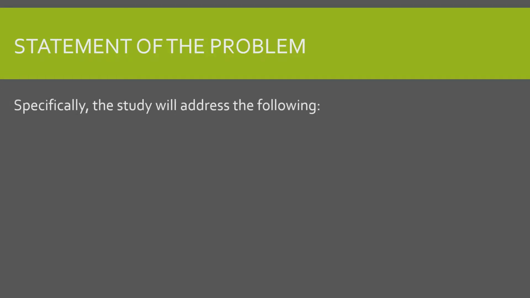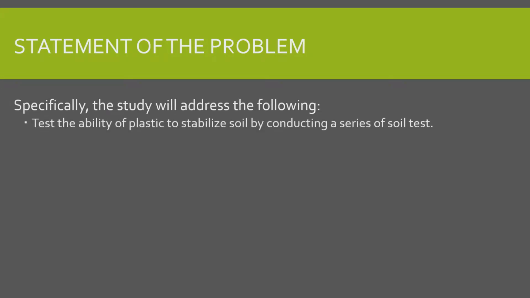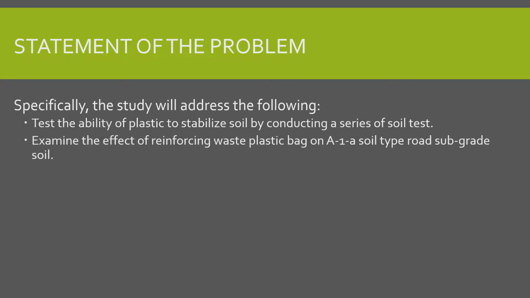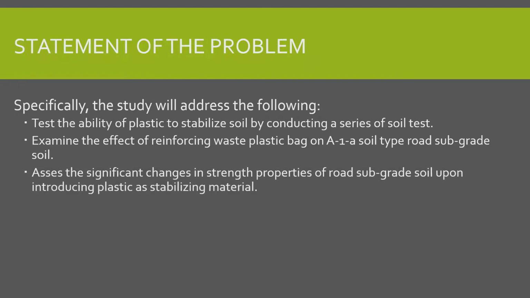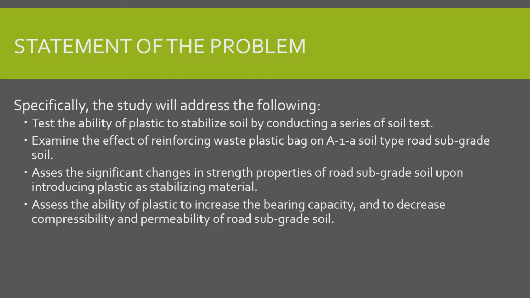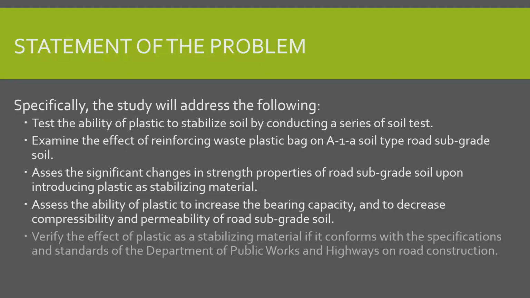Specifically, the study will address the following: test the ability of plastic to stabilize soil by conducting a series of soil tests, examine the effect of reinforcing waste plastic bag on A-1-A soil type road subgrade soil, assess the significant changes in strength properties of road subgrade soil upon introducing plastic as stabilizing material, assess the ability of plastic to increase the bearing capacity and to decrease compressibility and permeability of road subgrade soil, and lastly, verify if the effect of plastic as stabilizing material conforms with the specifications and standards of the Department of Public Works and Highways on road construction.